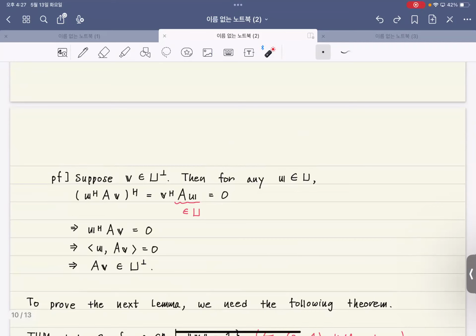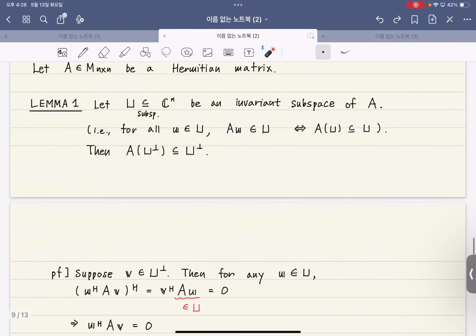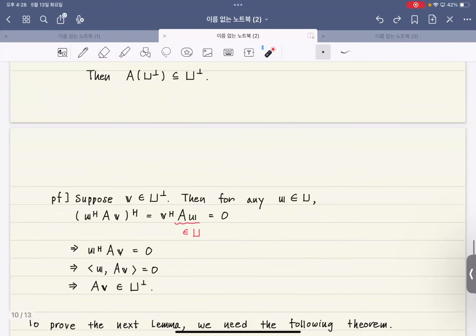Well, I choose some arbitrary vector b from the orthogonal complement of the invariant subspace U. Then for any vector u from U, we take the inner product of u and Ab. For some reason, I take the Hermitian of that. We are assuming that A is a Hermitian matrix, so the Hermitian of this should be that. But Au is a member of U. Why? Because we are assuming that U is an invariant subspace.